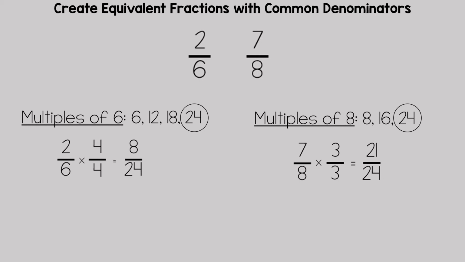We then set up the equivalent fraction for both of these fractions. 2/6 times 4/4 equals 8/24. So the equivalent fraction for 2/6 with the denominator of 24 is 8/24. 7/8 times 3/3 equals 21/24. So the equivalent fraction with the denominator of 24 for 7/8 is 21/24. So we can see, now that we can compare these two fractions with the common denominator, that 21/24 is greater than 8/24.